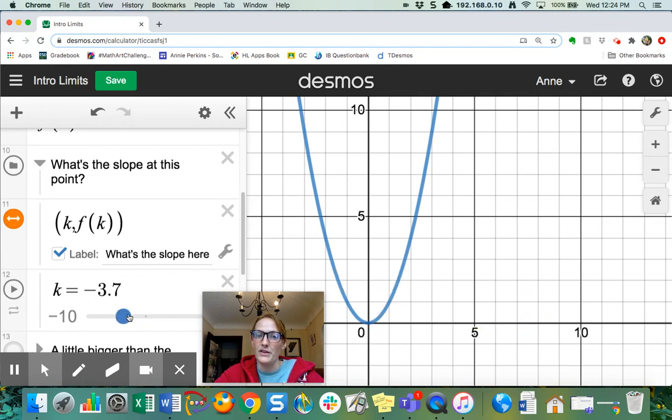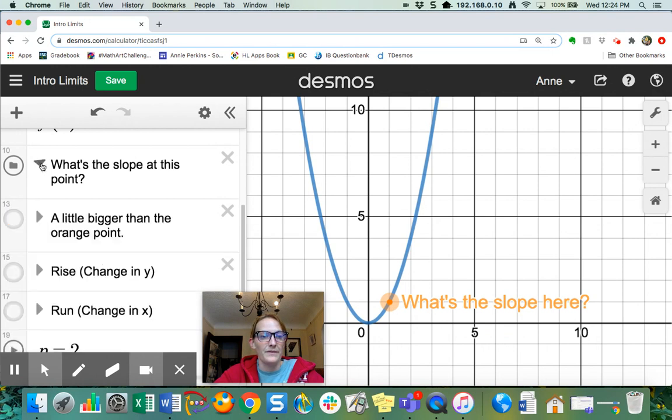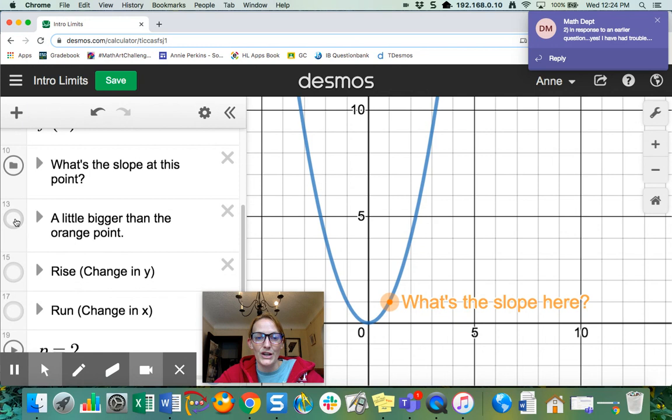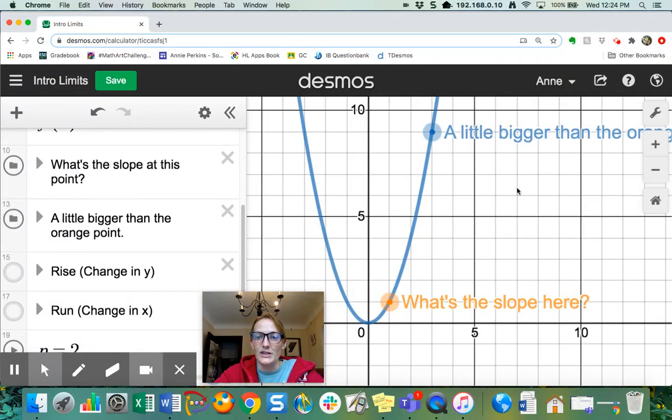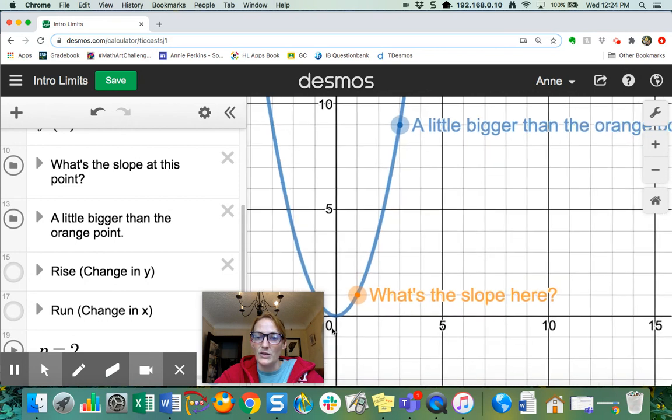And we could ask about different places, right? Like we could ask about it over here where it'd be kind of negative. Here it's a little bit more positive. Here it's zero, right? But I'm going to put this back at x equals 1, and we're going to care about that. To get that slope, we're going to use a point that is a little bit bigger than that one. So here is my point a little bit bigger than the orange point.